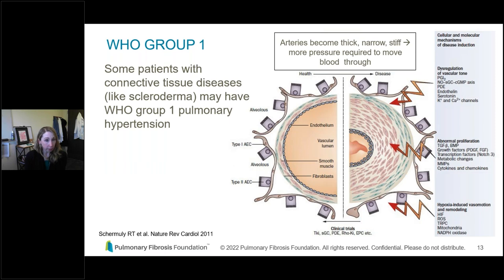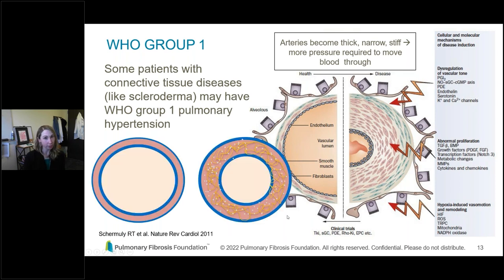So in group one, the first group, this is an important group because there are some patients with autoimmune disease, so for instance, scleroderma, where they have some scarring in their lungs, but they could still fall into this group one. And I'll go through each of the groups in sequence. But basically in group one, the artery gets thick. There's all of this proliferation of cells and factors. This is my very simple depiction, different than the sophisticated picture here. But basically there's just all of this thickening and organization, remodeling in the wall of the vessel. And so it's harder to push the blood through.